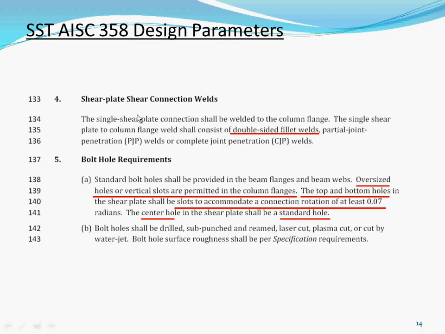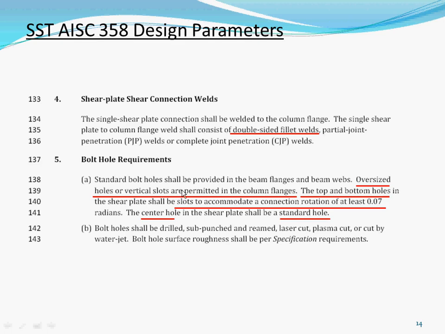Shear tab connection to the column should be double-sided fillet, PJP or CJP. This is the column, and there's a shear tab where the beam connects to. That connection, it could be anything. Typically, we're done with fillet welds. Fillet welds are the cheapest, followed by PJP, then CJP. So that's the cost of each.